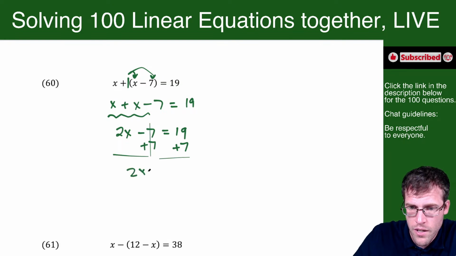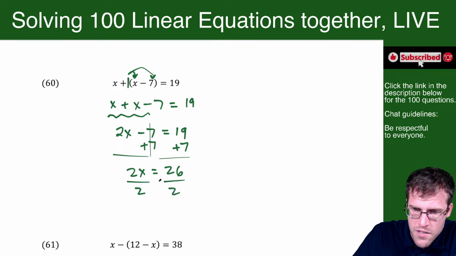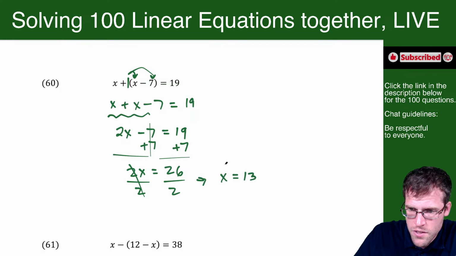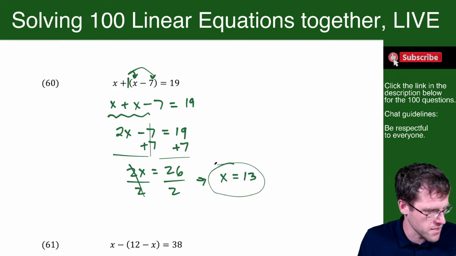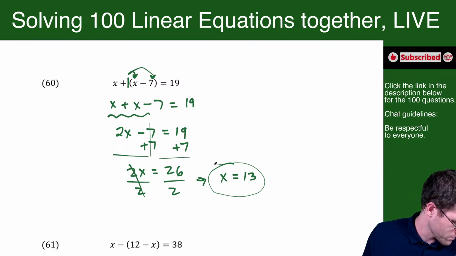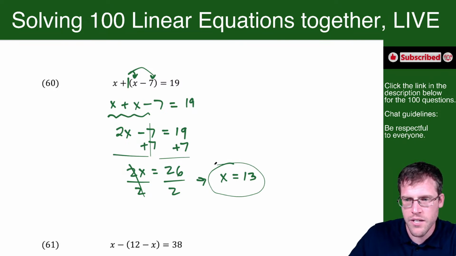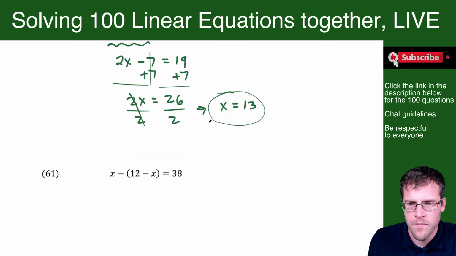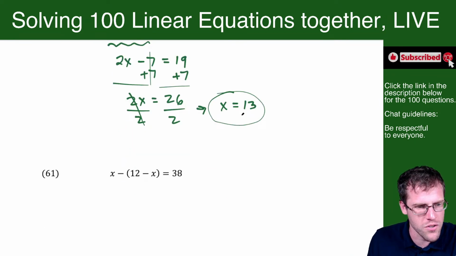So we've got 2x equals 26. Divide both sides by 2. And this will give you x equals 13. Okay, so 60 should be x equals 13. All right. Oh, the papers are getting lighter. I'm just making sure our answers are all good so far.